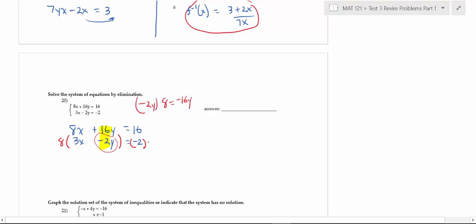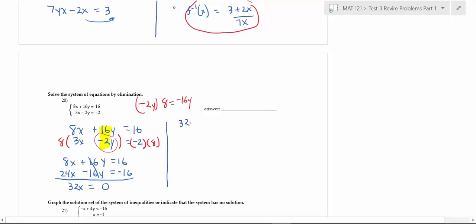Be sure that you do the same thing to both sides, or you're going to change the problem. So I'm going to bring the first equation down. I don't need to touch the first equation, so just rewrite it. Then the second equation is going to be 24x minus 16y is equal to negative 16. Now I can add these equations together. That's going to cross out. That's going to be 32x, and then this is going to be 0. So I have 32x equals 0. So I can divide by 32, so that gives x equals 0.